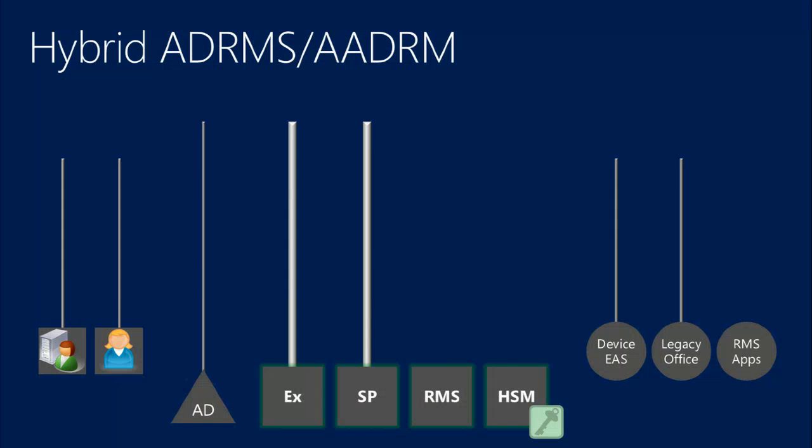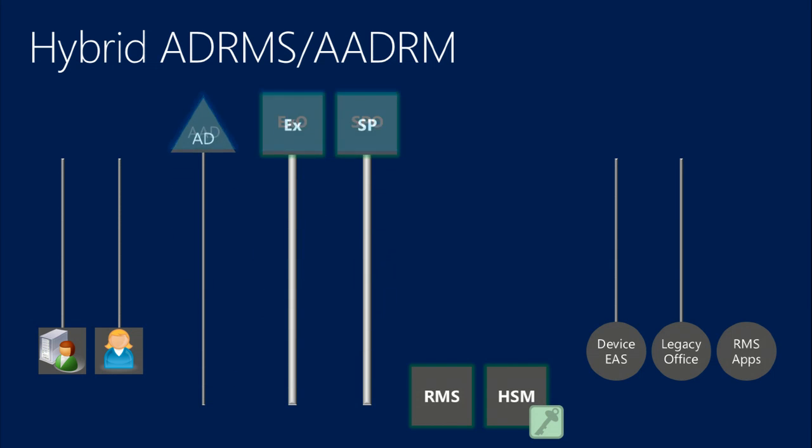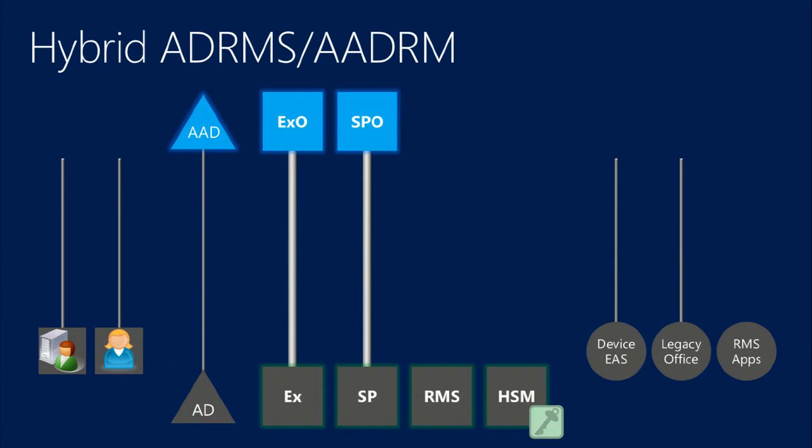So today, let's assume that you have ADRMS enabled, and that's working with Exchange on-prem, SharePoint on-prem, obviously RMS, and you have all of your existing applications, which is your device EAS, your legacy Office applications, and your RMS apps. So let's say now we've gone ahead and moved part of the workload to the cloud, so Exchange and SharePoint online, with Exchange and SharePoint on-prem.